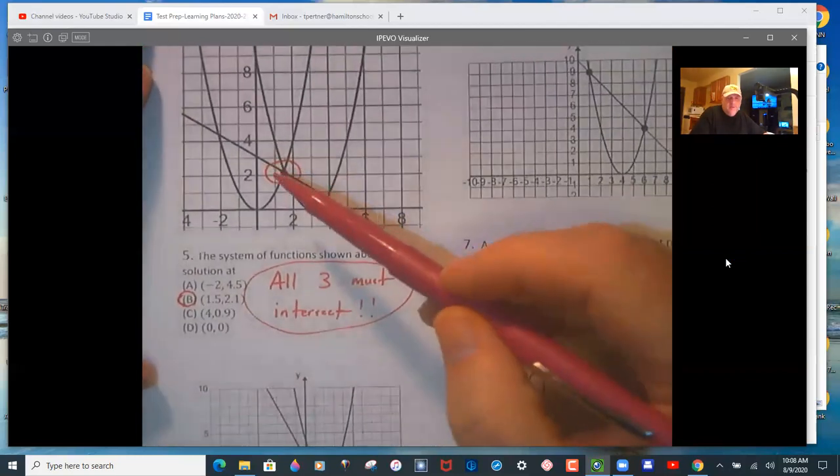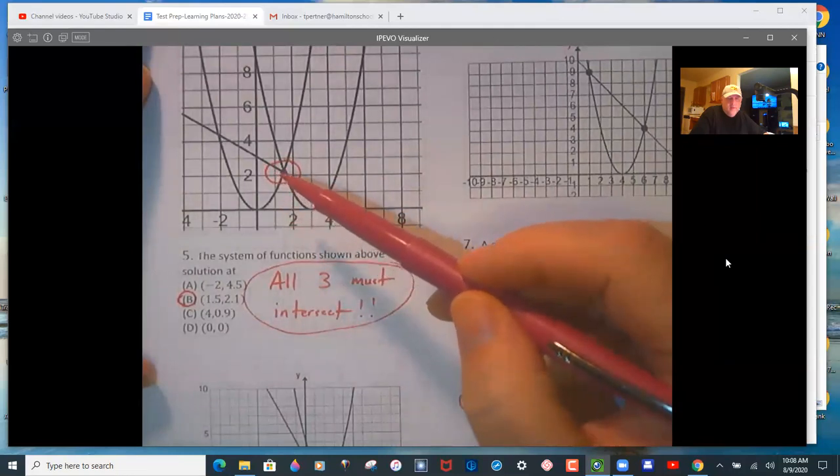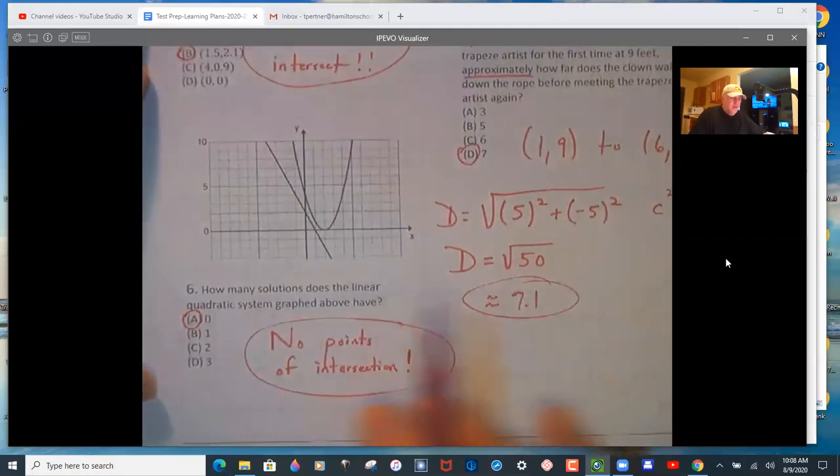So all three must intersect. So 1.5, about 2.1 is a good estimate on that. There are no points of intersection here.